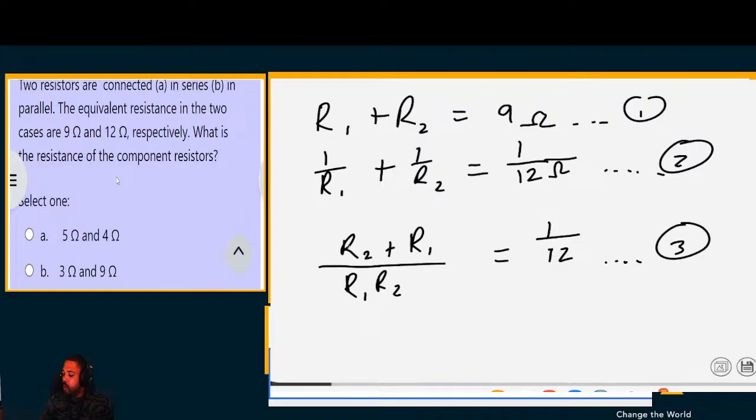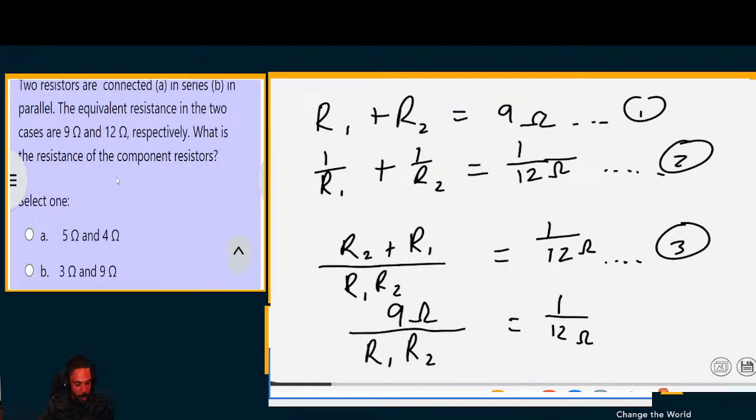But what do we know about R1 plus R2? In equation 3, we already know that R1 plus R2 is equal to 9. So we can rewrite equation 3 with R1 plus R2 equal to 9 ohm, remember? That's equal to 1 over 12 ohm. Include the ohm there.